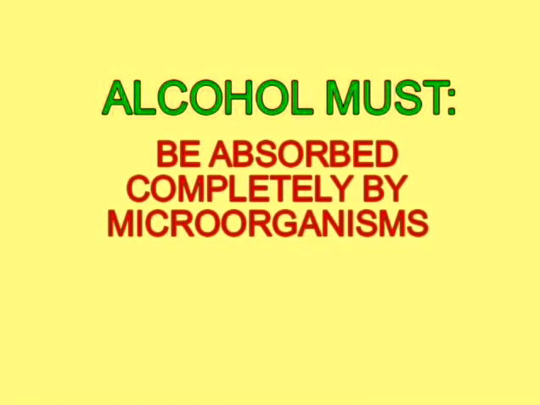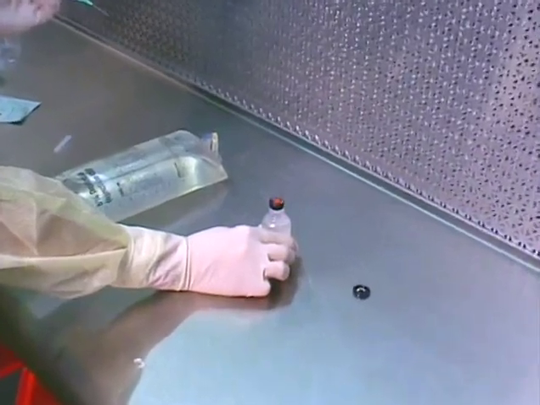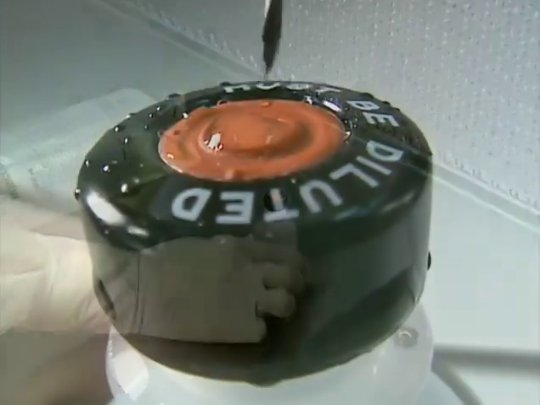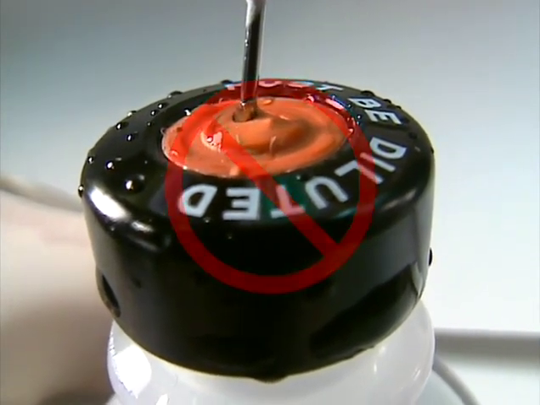To work effectively, alcohol must first be absorbed by microorganisms, then allowed to dry completely. It is only when the alcohol dries that plasmolysis, or cell membrane destruction, occurs and the organism is destroyed. Alcohol on the surface of a septum may simply become a vehicle for the transfer of organisms through the septum and into the vial, where the drug solution may prevent the dehydration necessary to kill the organism.